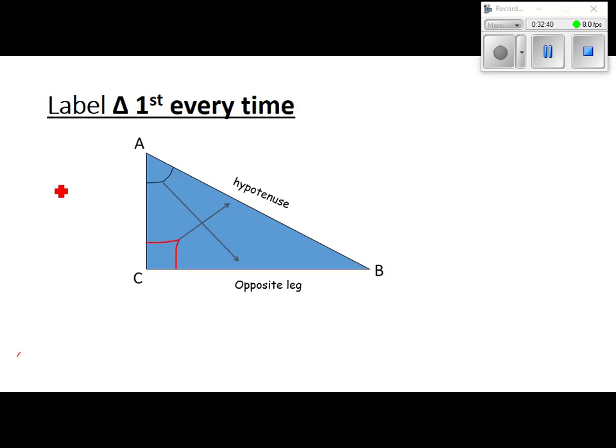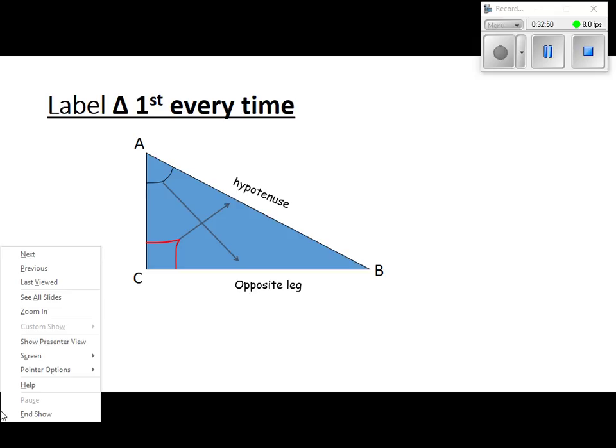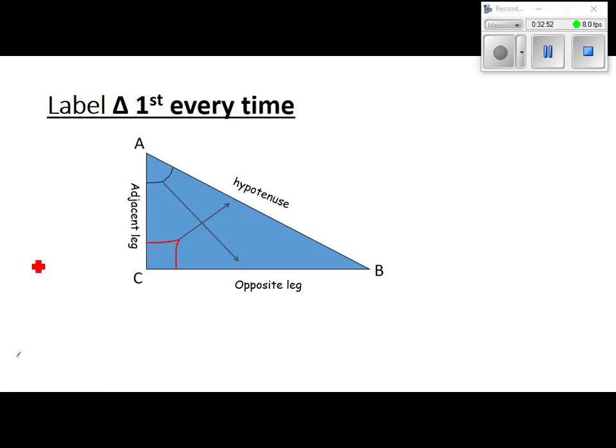Once I label the opposite leg and the hypotenuse, the one everybody has the most trouble with is the adjacent leg. How many more sides do we have? One. So what's it got to be labeled? The adjacent leg. It can't be labeled anything else. Notice it's the leg that's hooked to angle A. This leg is not hooked to angle A. This one is. That's the adjacent leg.